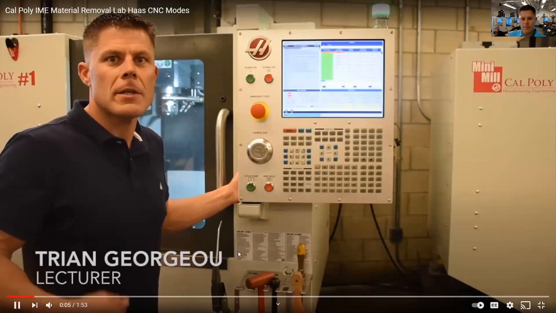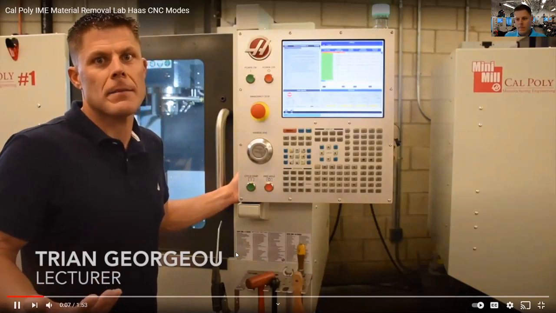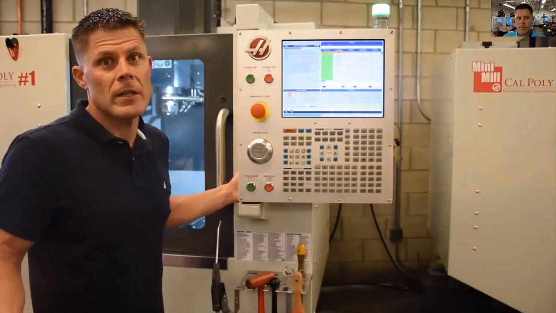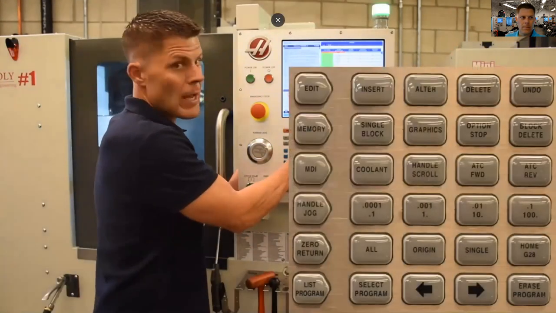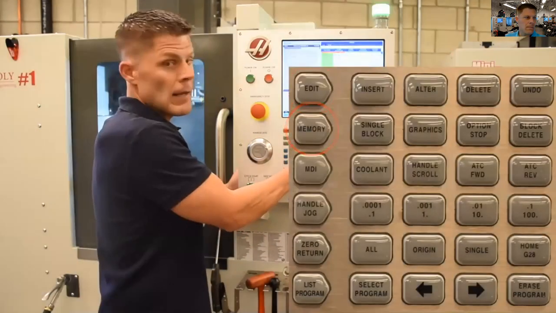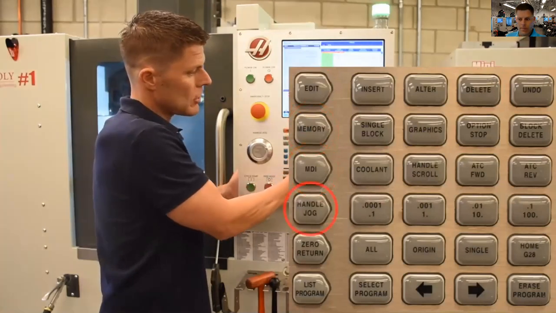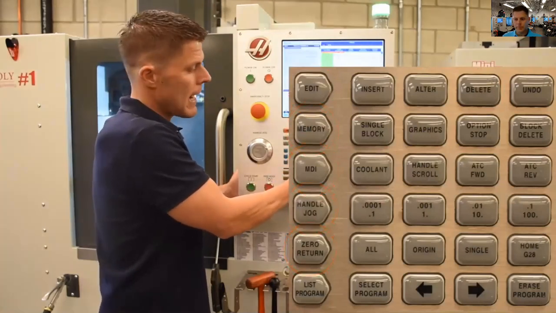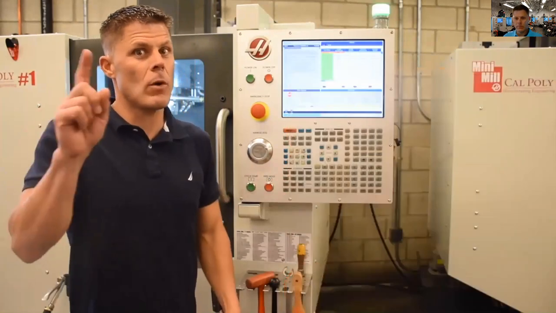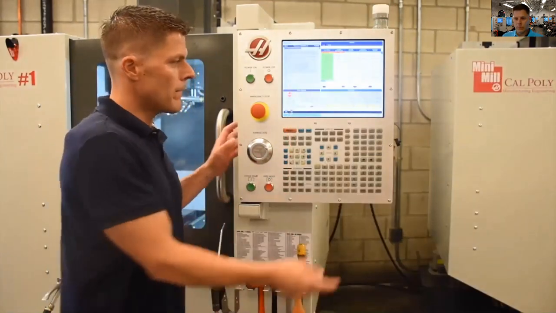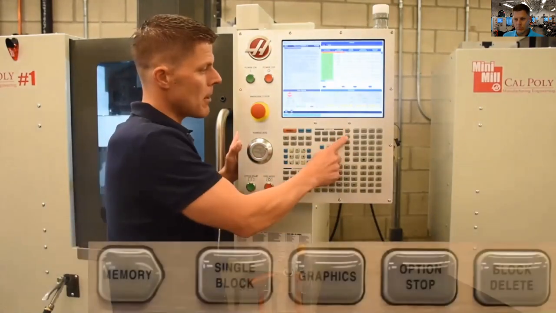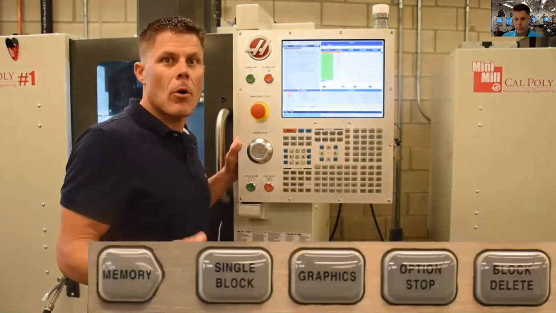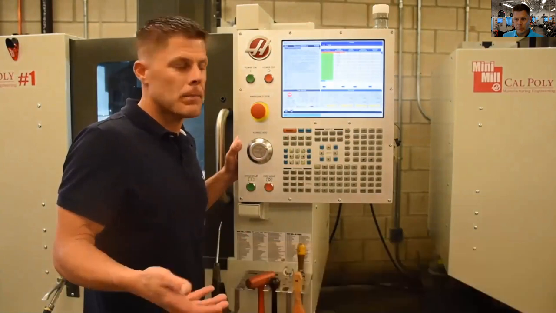In this video, I'm going to talk about the different modes a Haas CNC machine has. Every Haas machine since 1988 has 6 different modes. You can see right here we have edit, memory, MDI, handle jog, zero return, and list program. You can only be in one mode at a time. The first mode, edit, allows you to edit your program. The second mode, memory, allows you to run the program that is currently in memory.